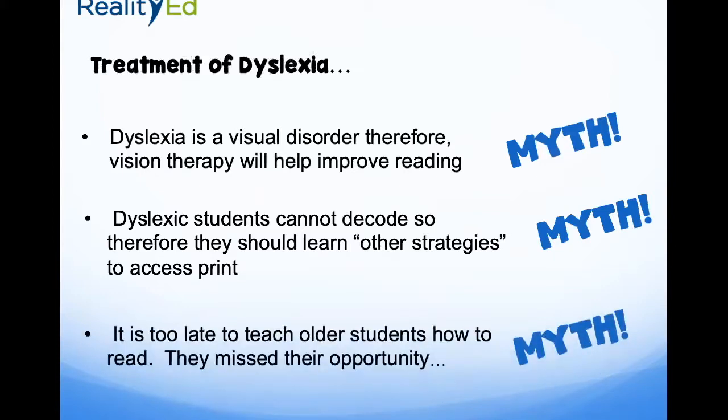Oh, this one is a heartbreaker for me. Folks believe that it's too late to teach students if they're older, so students that are in middle school, high school, they've missed their opportunity and they can't learn to read. That's not true. There's folks in prisons, there's adults that are learning to read at later ages. We can teach students how to become accurate readers. What we may not be able to do is catch students up in their rate of reading or their fluency of reading, but we can teach students to be accurate readers.